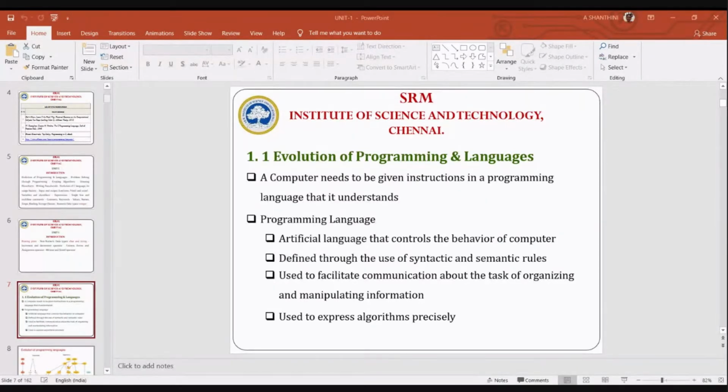Guys, are you all with me? Yes, ma'am. Ma'am, there should be a main function. Yeah, that should be a main function.